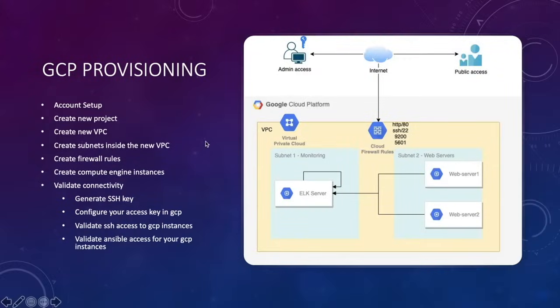Hey guys, in the previous lectures, we have set up our account and created the underlying infrastructure for our lab. In this lecture, we'll validate connectivity to our environment from our local Linux machine. We'll first do it through SSH keys, and then we'll also validate that Ansible can access your GCP instances.